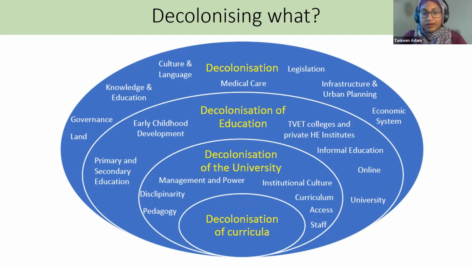I love that so many people are from different fields today, because breaking down those barriers between different fields is really important. Then also looking at decolonizing education, not just at the university space, but right from early childhood development to looking at informal TVET colleges as well. And then understanding that it's not just about education, right? There's land, there's governance, there's urban planning, there's medical care, culture, language, legislation. All of these fit into the bigger picture of decolonizing.